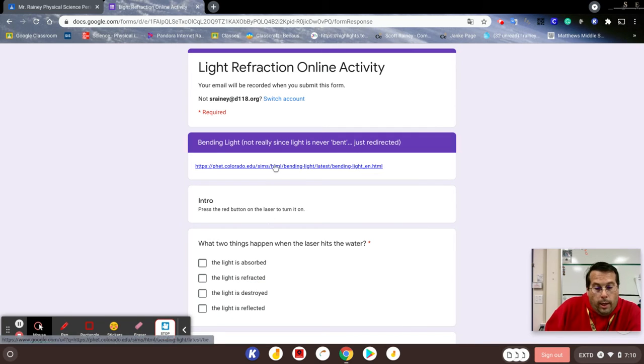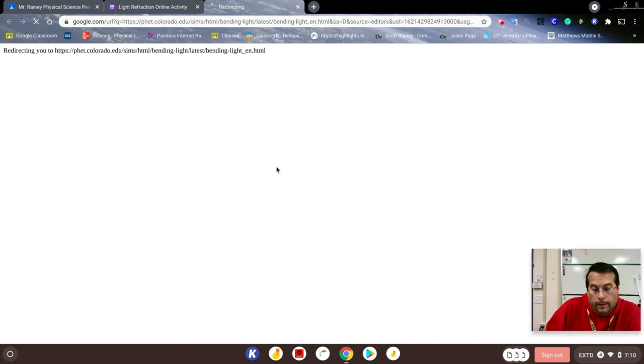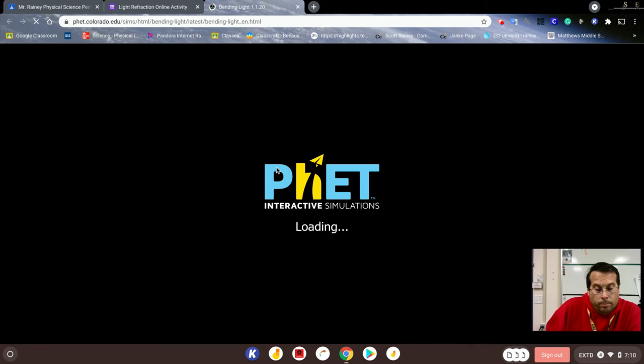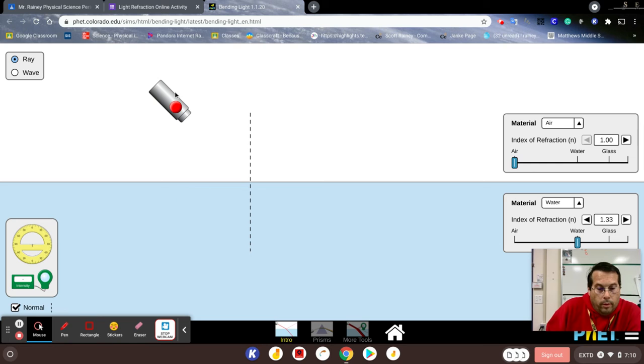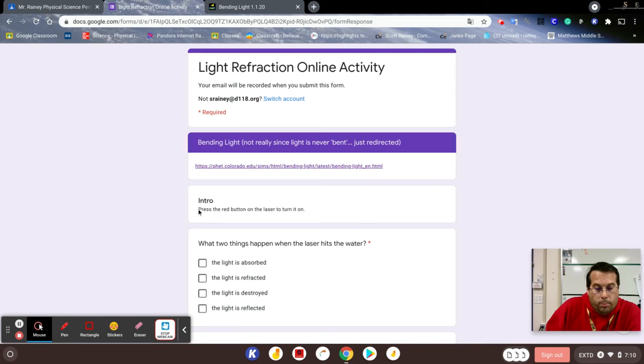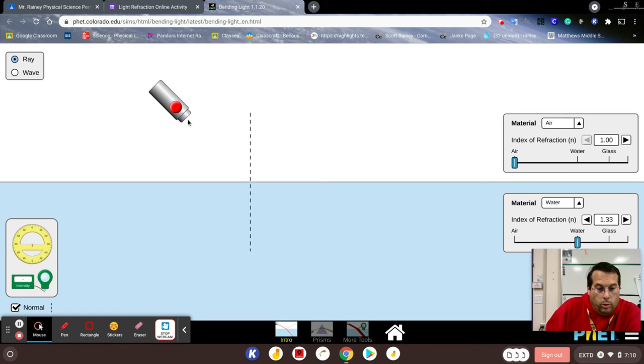wavelengths, and they refract at different amounts. Okay, for the next one, you're going to go ahead and open this simulation. Give it a second to load. Okay, we're going to start with the intro. It says press the red button to turn the laser on. We're going to see what happens when the laser goes on. So let's go ahead and turn the laser on.